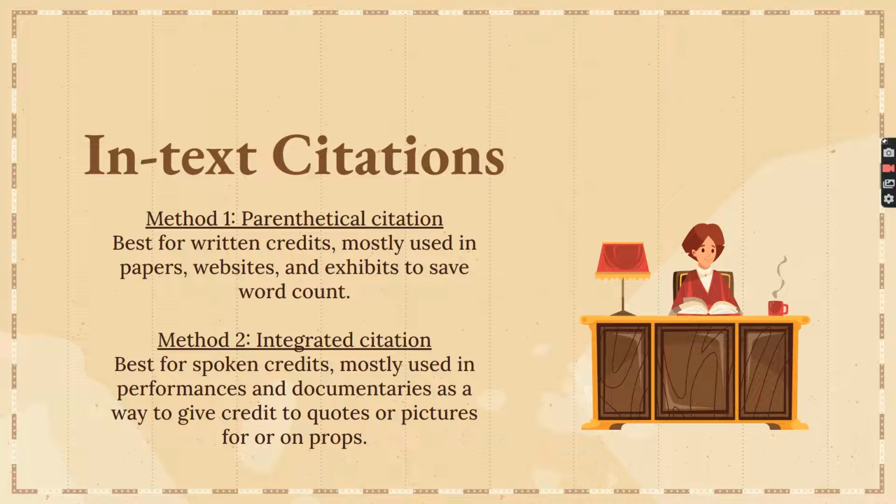Okay. So method 1 is, I can't say this, parenthetical? Parenthetical. I was close. This is best for written credits, so it's mostly used for papers, websites, and exhibits to save word count. Method 2 is integrated citation. This is best for spoken credits, usually used in performances and documentaries as a way to give credit to quotes or pictures on props without having ugly words on your screen.